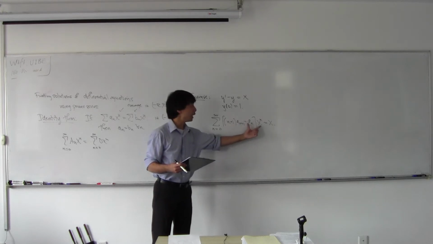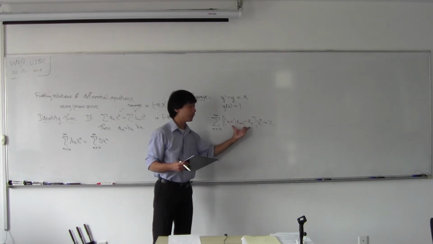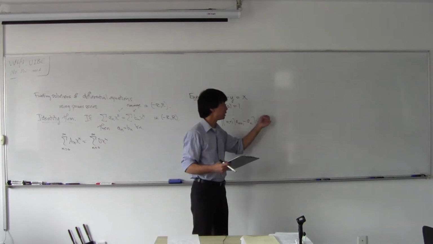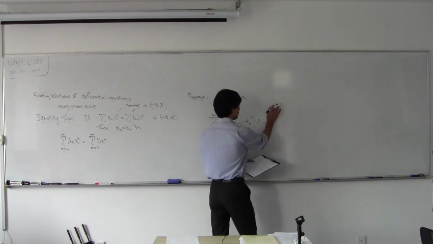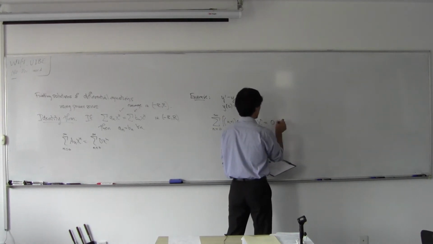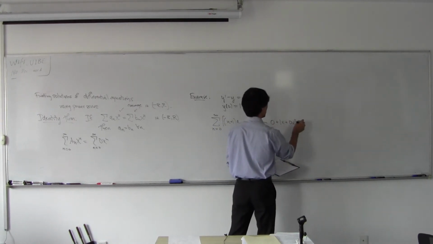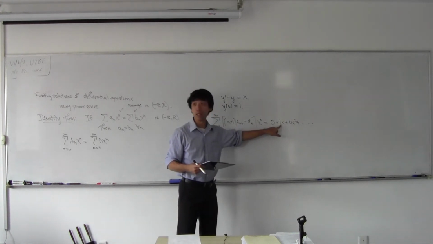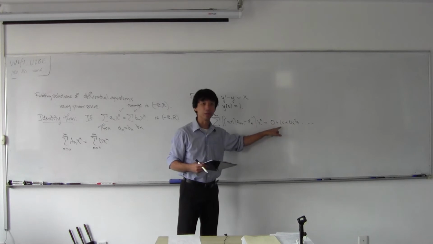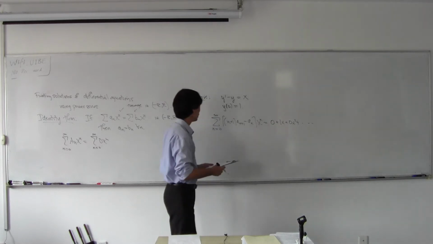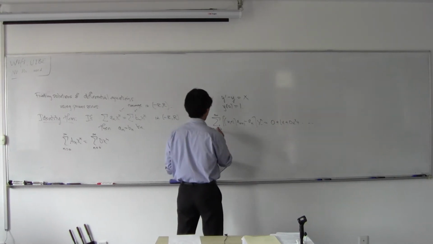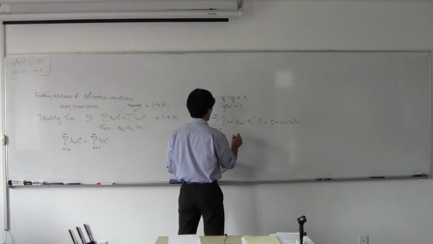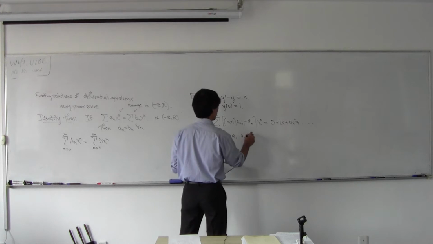At this point, we have a power series on the left and a power series on the right. The one on the right is 0 plus 1x plus 0x squared plus dot dot dot. So the coefficient of x is 1, and the coefficient of everybody else is 0. So when n equals 0, you get a1 minus a0 equals 0.